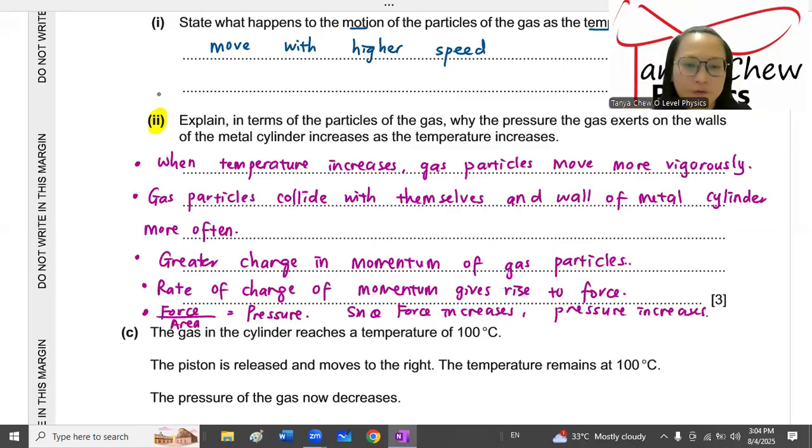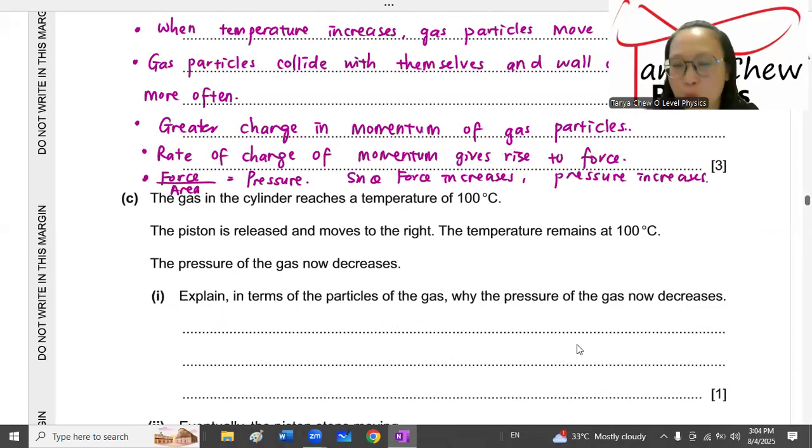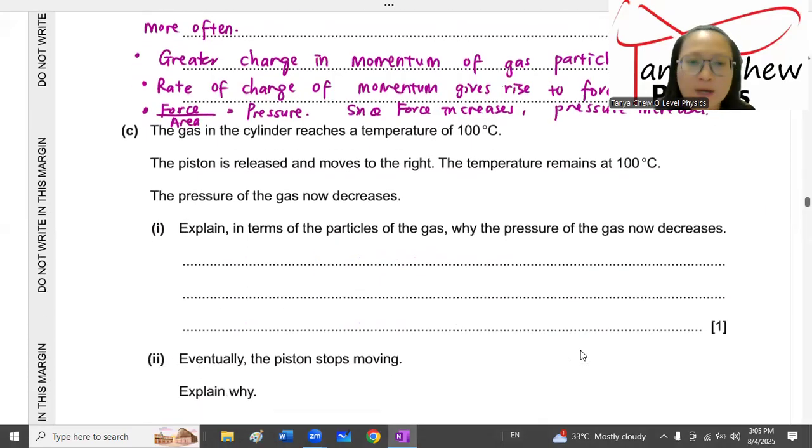It is very, very important. If you face any hesitation, you have any doubt, do not hesitate. Please do comment below. Now see, the gas in the cylinder reaches a temperature of 100 degrees Celsius. The piston is released and moved to the right. Temperature remains at 100 degrees Celsius. The pressure of the gas now decreases. First part, explain in terms of the particles of gas, why the pressure of the gas now decreases.